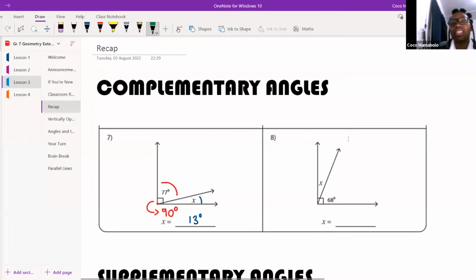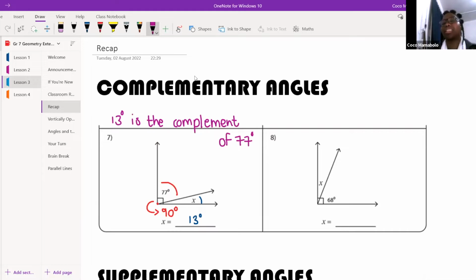I still need a sentence that describes 77 and 13 degrees. Do you remember what our sentence is going to say? Let's start with 13 degrees is the? 13 degrees is the complement of 77 degrees. Excellent. I couldn't have said it better myself. Very well done, Masichaba. Thank you, well done.